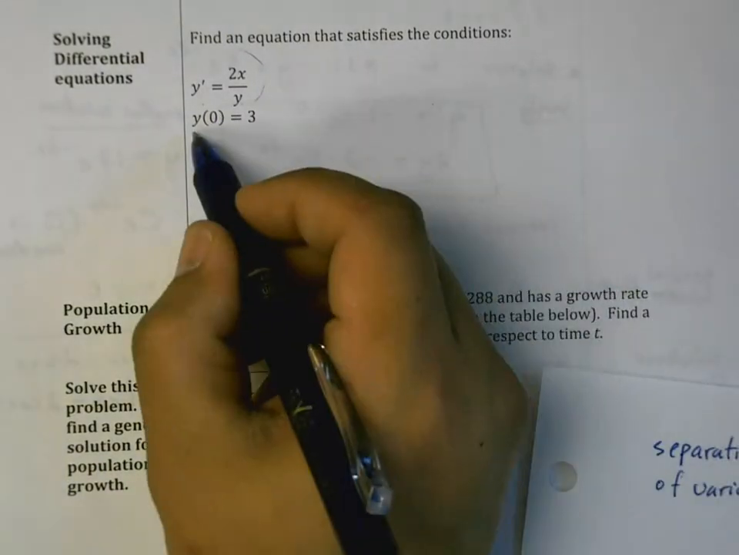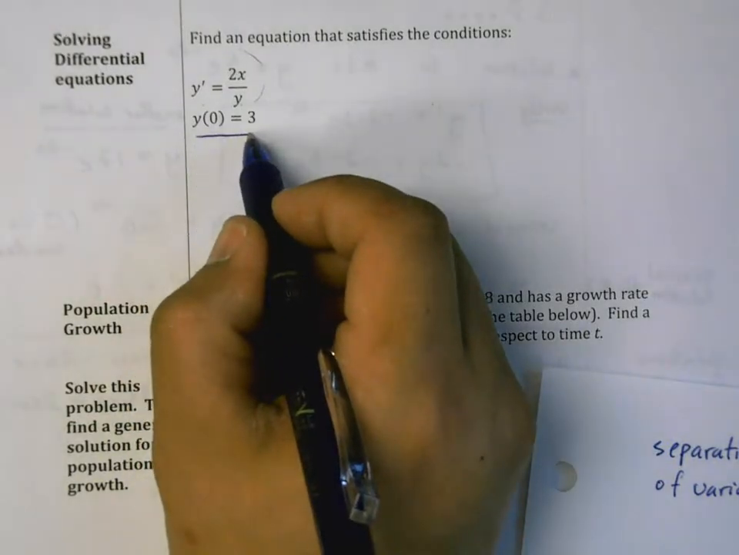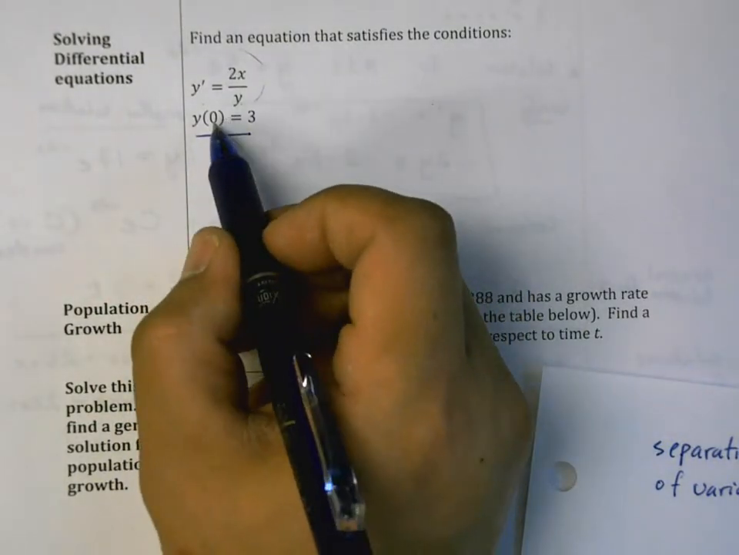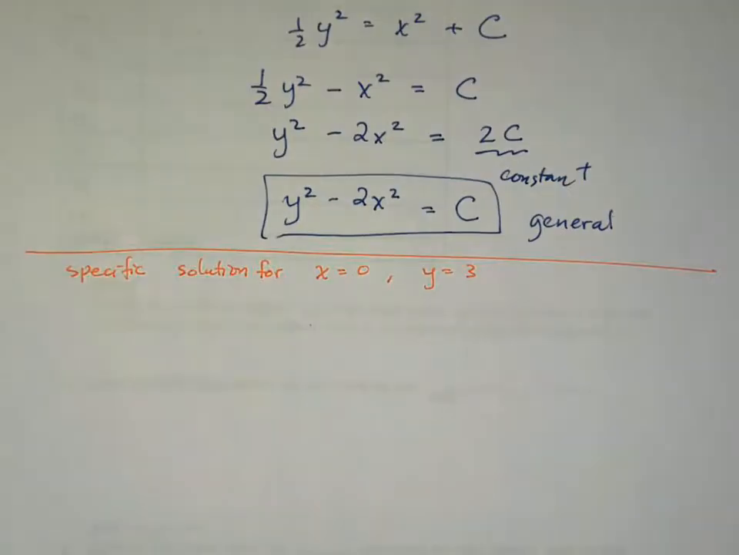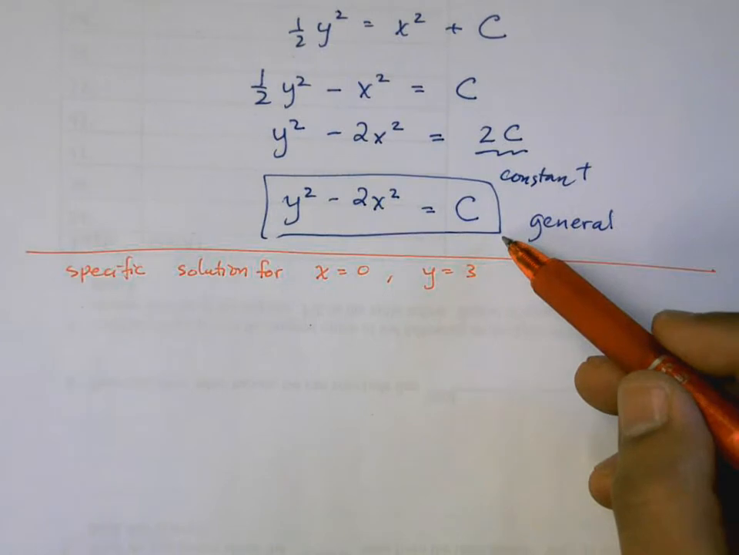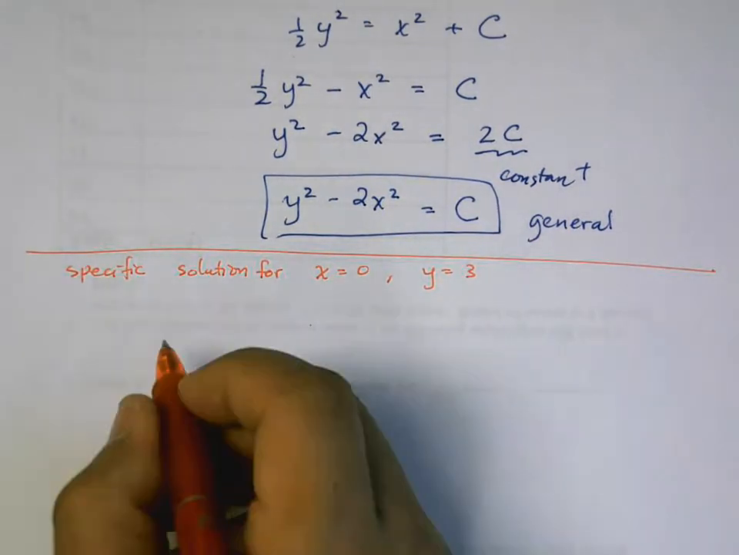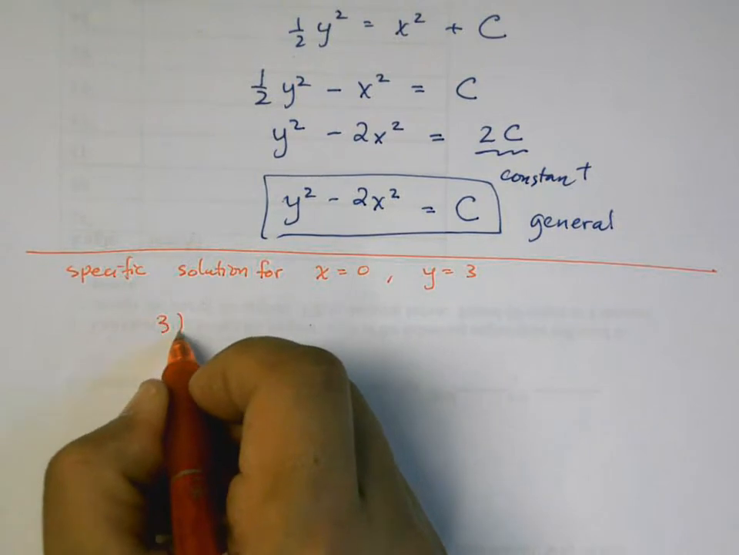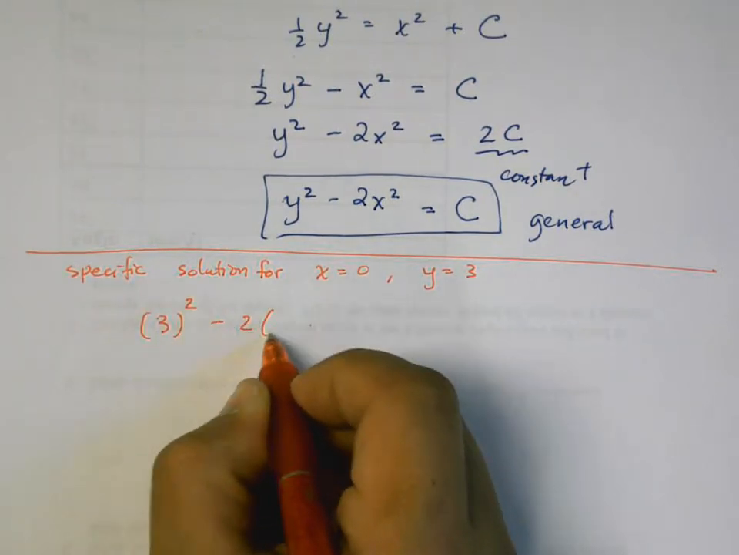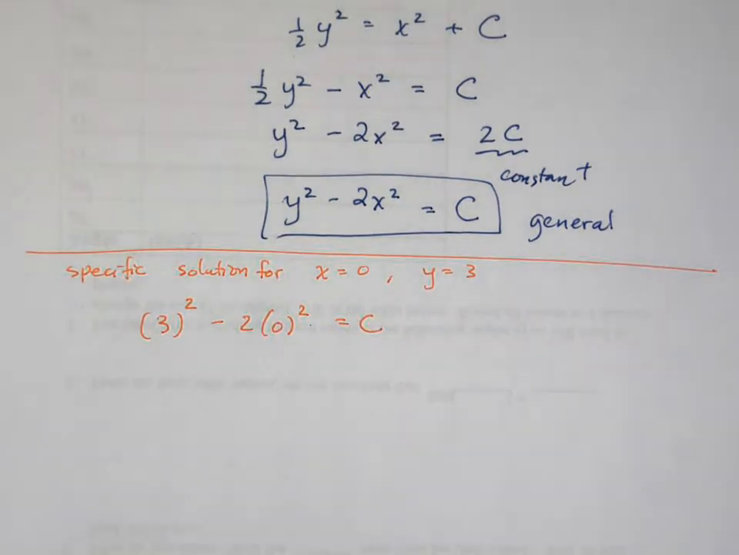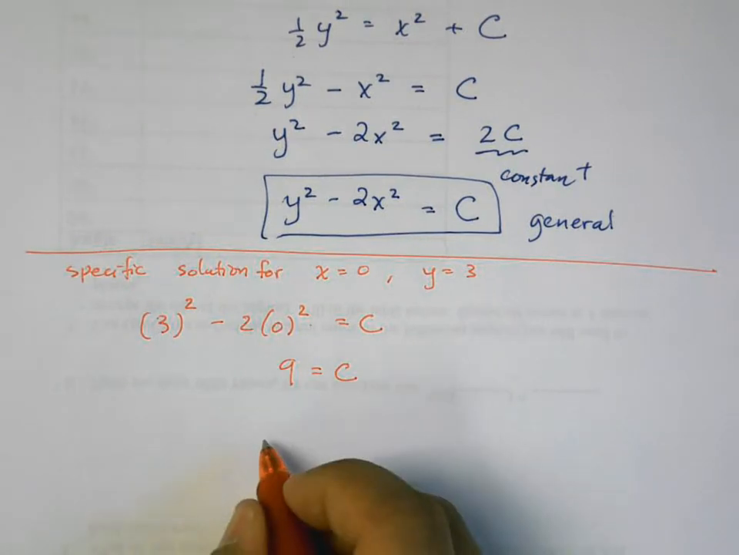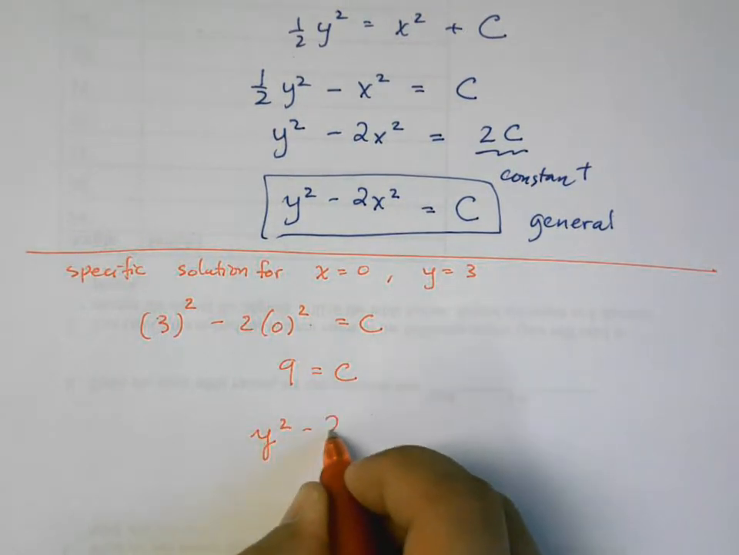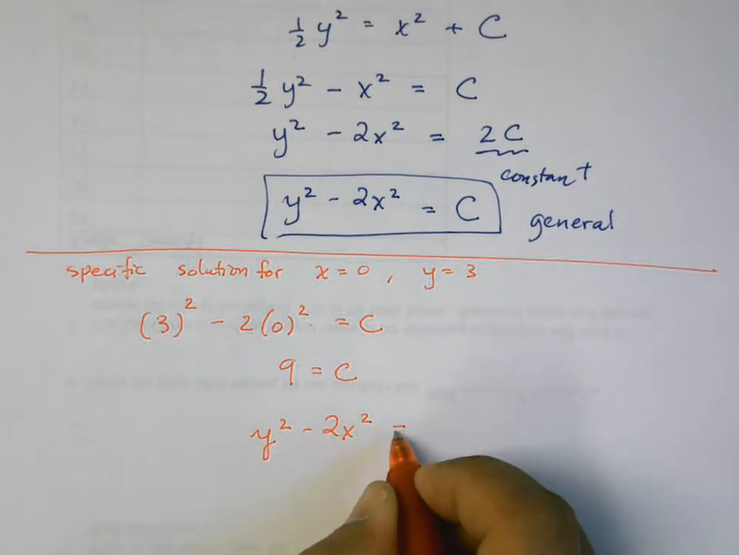Okay. Now we need to move on and solve for this specific condition when x is equal to 0, y is equal to 3. Okay. So I'll write it here. So we're going to solve the specific case of this solution. In other words, find c. And it says here that when y is equal to 3, x is equal to 0. So this basically means that 9 is equal to c. So our specific solution is y squared minus 2x squared equals 9.